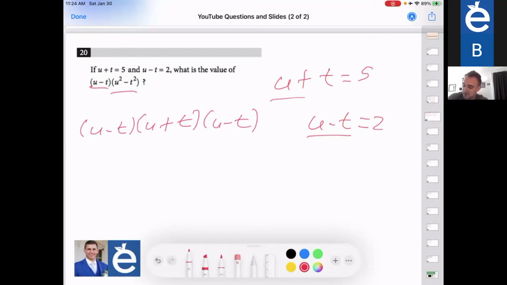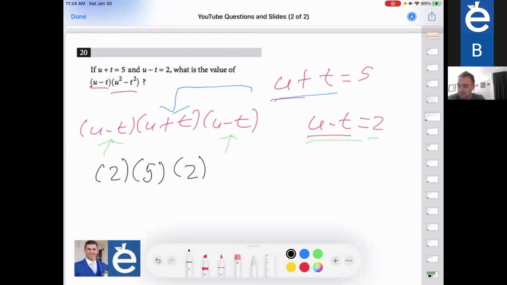If I take that u plus t here, that's a value of 5. I'm going to plug that in here. And then I have this u minus t value of 2. I'm going to plug that in here and here. It just becomes like a 3-factor multiplication problem, right? So u minus t is equal to 2, so it's going to be 2 times u plus t, which is equal to 5, and u minus t, which is equal to 2. So 2 times 5 is 10, times 2 is equal to 20. That's my answer. That's right.